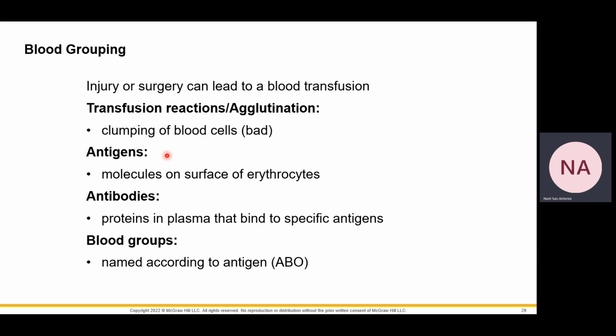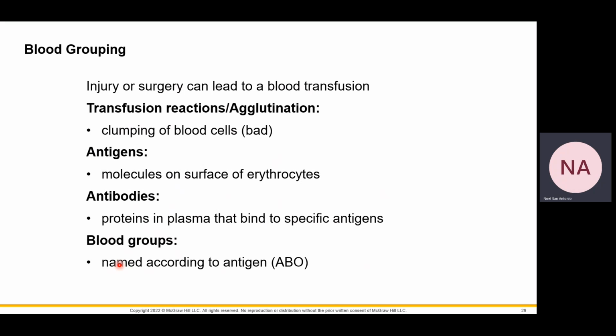So therefore, in blood grouping or in blood typing, there are two primary components that are considered: the antigens and the antibodies. The antigens are those molecules present on the surface of our red blood cells, while the antibodies are the proteins in the plasma that bind to specific antigens. It is actually the antibodies that react or that bind with the antigens.